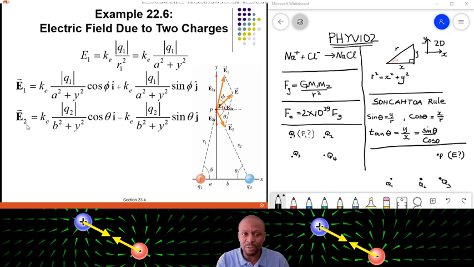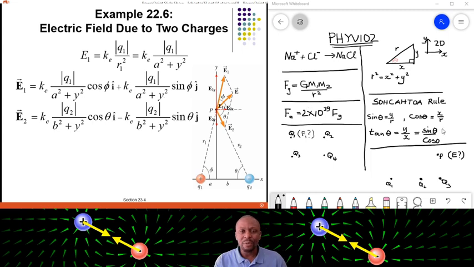Now, in terms of E2, from trigonometry, this is what you are going to have. What is very important is that here is B, because the distance there is B. R2 squared is equal to y squared plus B squared. The same thing for R1: R1 squared is A squared plus y squared. That is why you see these values instead of R1.